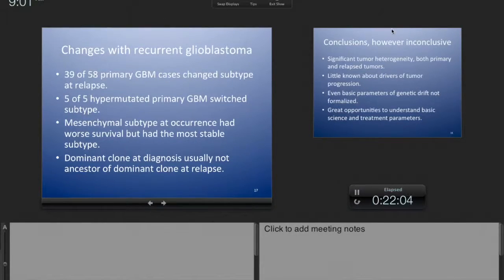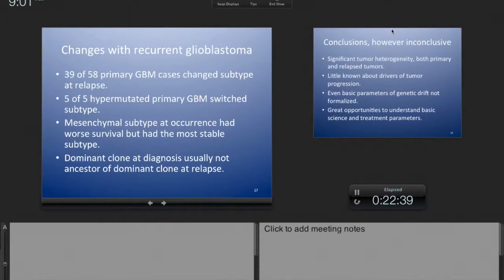So in one of the articles that I'm referring, 39 of 58 primary GBM cases changed the subtype, that is the DNA sequences that were measured at relapse. And 5 of these were hypermutated, and all 5 of them switched subtypes. And of these, the mesenchymal subtype on recurrence had worse survival, but the subtype was the most stable, which is unfortunate because the survival was worse if the subtype was less stable, perhaps. So that would not happen.